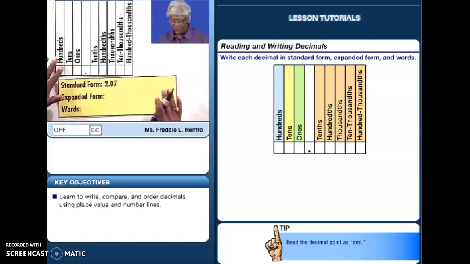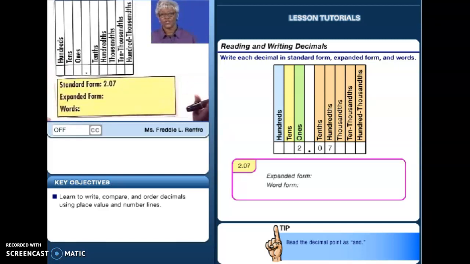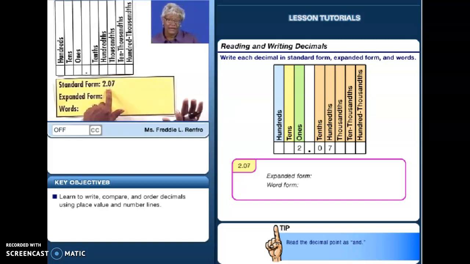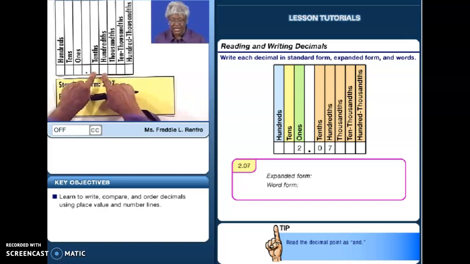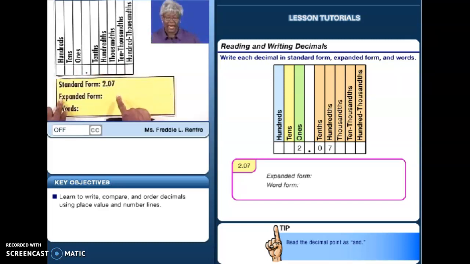Let's look at this example. Now, there are different ways you can write decimals. You can write it in standard form, expanded form, and you can also write it in words. We are given the decimal 2 and 7/100ths. We're being asked to write it in expanded form. So in expanded form, it would be 2.